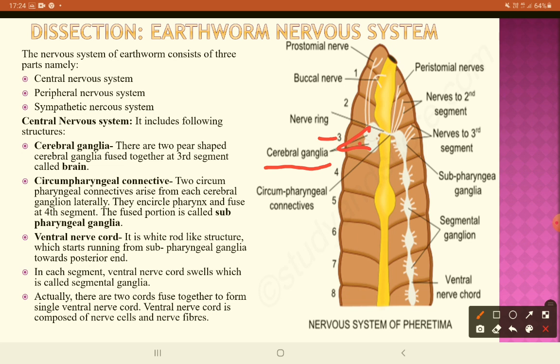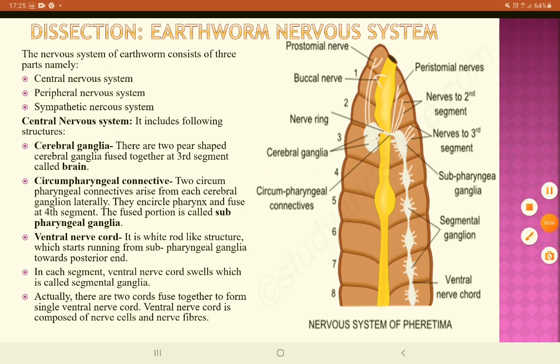Now these two ganglia give rise to connectives. From this brain a pair of circumpharyngeal connectives arise, one on each side. They encircle the pharynx and they meet ventrally in the fourth segment to form a subpharyngeal ganglion.